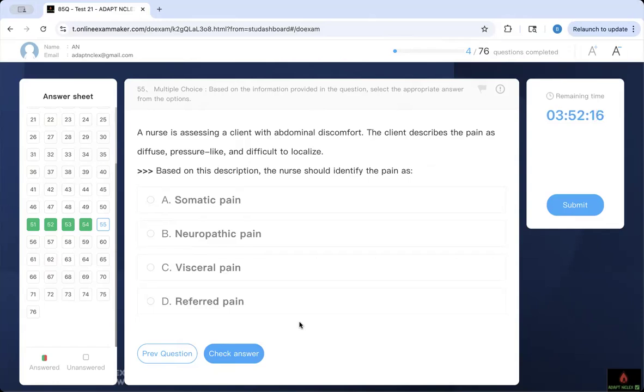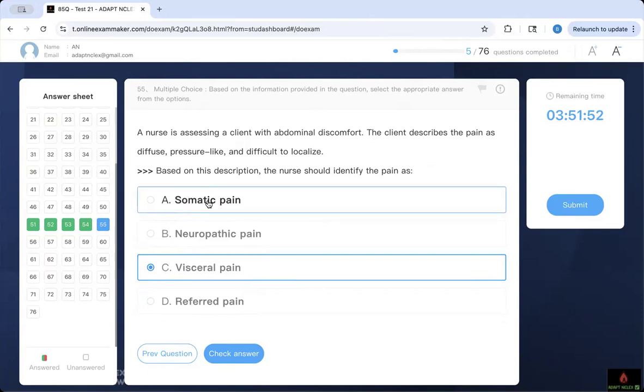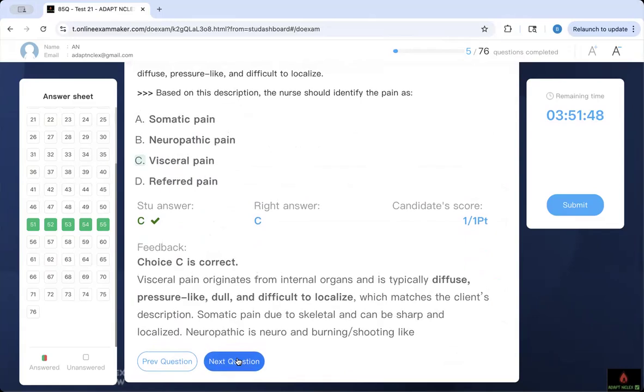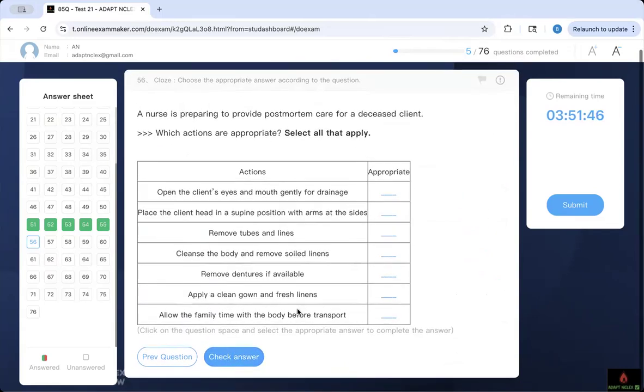Using definition, a referred pain moves from one place to another. The description never says that. D is gone. You see, the first thing is gone. Somatic pain, neuropathic pain, it will say shooting pain. B is gone. A visceral pain is non-specific, diffuse. I can't feel anything. That's the right answer. Somatic, sharp, you know exactly where it's coming from. That's your answer choice.